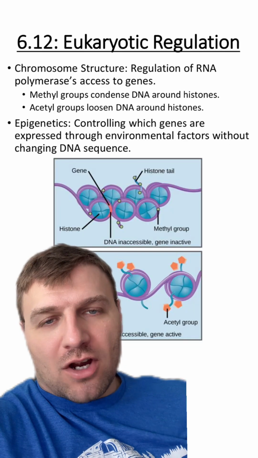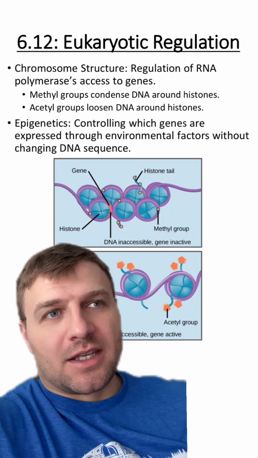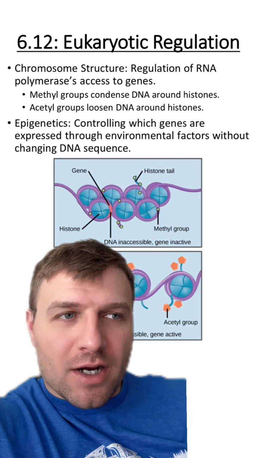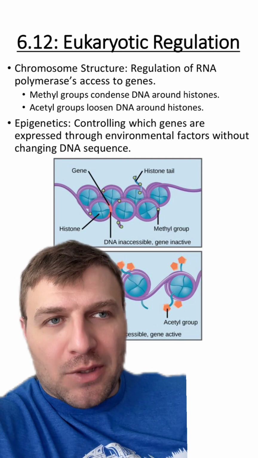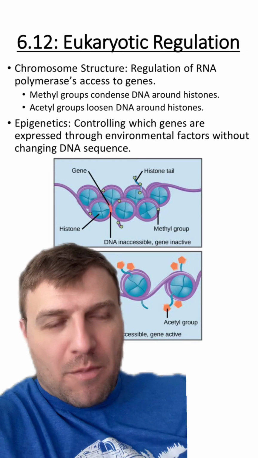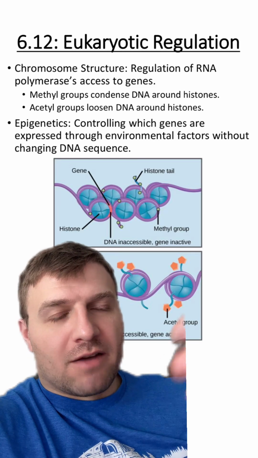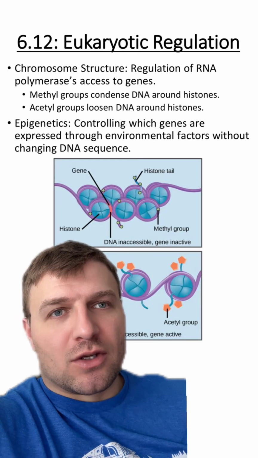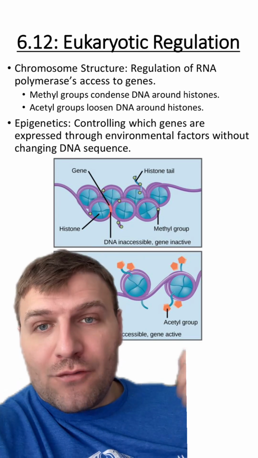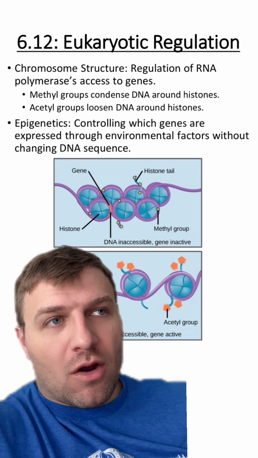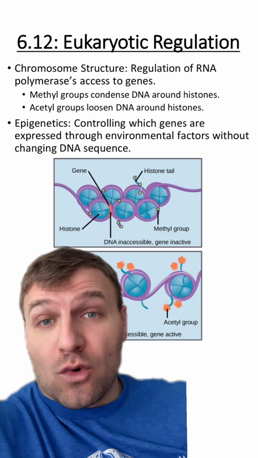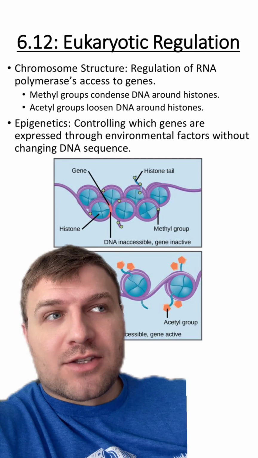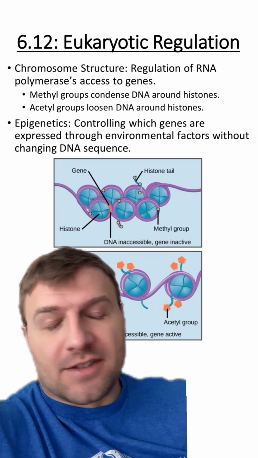The first type is chromosome structure, and this is basically regulating how much RNA polymerase has the ability to access the genes. Remember that chromosomes are just made of DNA and protein that can be found in the nucleus of eukaryotic cells. If we regulate how much the RNA polymerase can actually access or bind to the DNA, we can thus regulate how much protein is going to be produced.